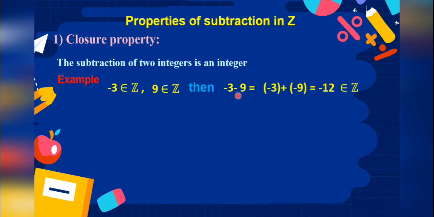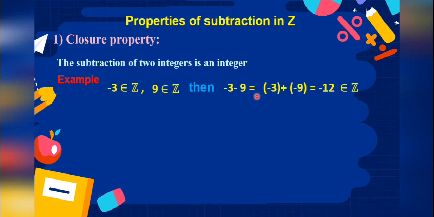Negative 3 plus negative 9, same sign, find the sum, keep the same sign. So 3 plus 9 equals 12, and keep the same sign. The sign in both numbers is negative, so negative 12.